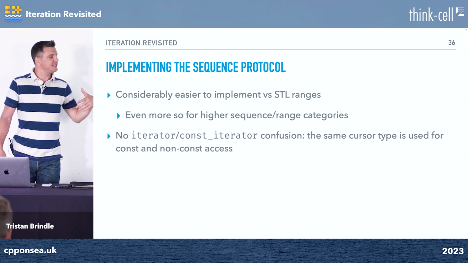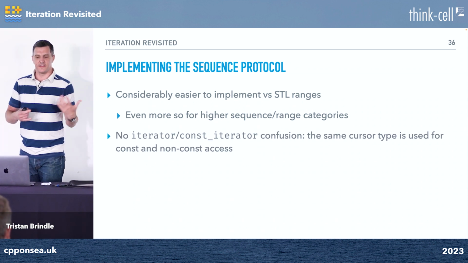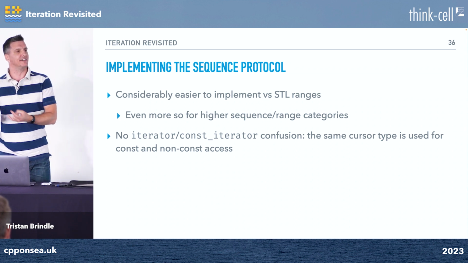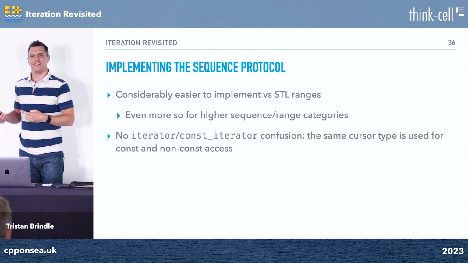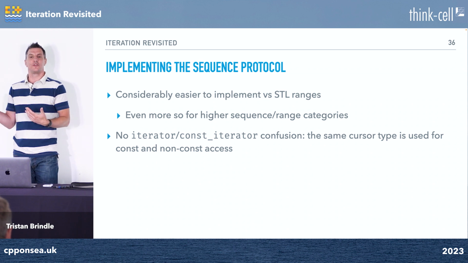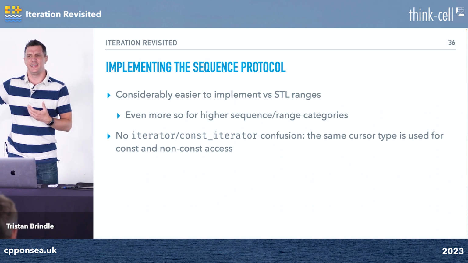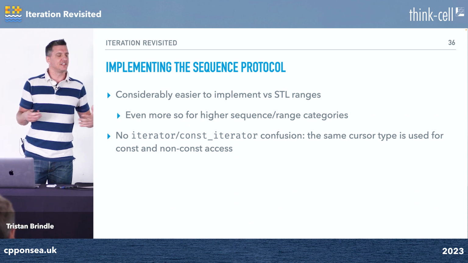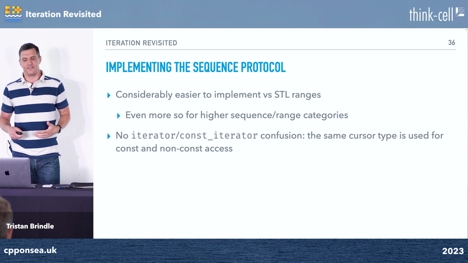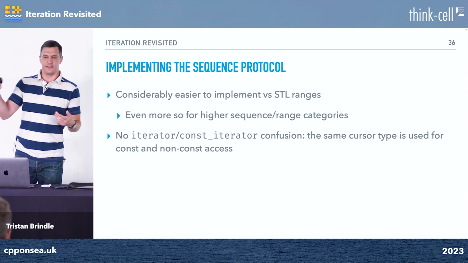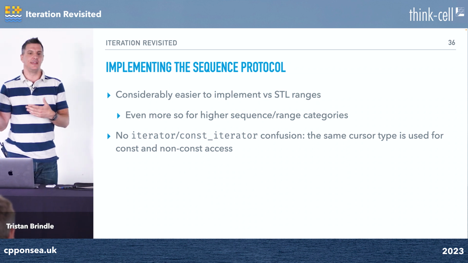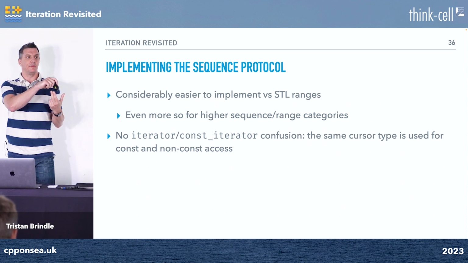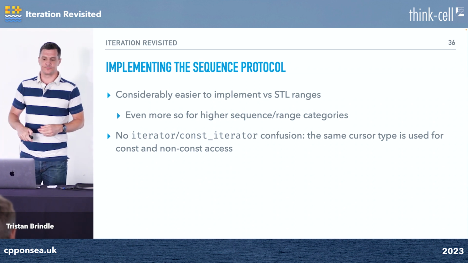Another thing you might have noticed, and I just touched on it, is there's no iterator versus const iterator confusion. Right? The same cursor type is used for both const and non-const access. And if you think about how indices work, if you have an index into a vector, it doesn't matter if the vector's const or not. It's the same index type, right? So there's no such thing as a const cursor in Flux. We use the same cursor type, and whether you get const access or not depends on whether the thing you pass to read at is const or not.